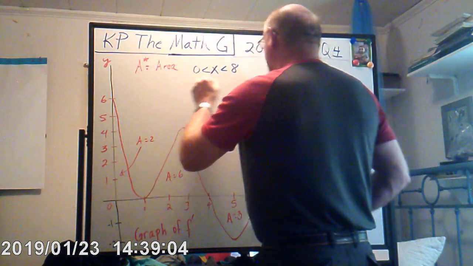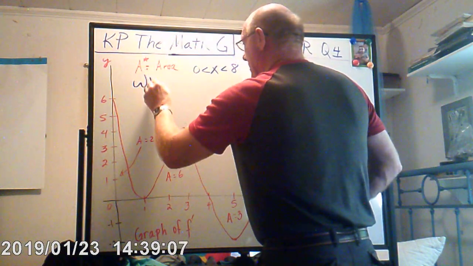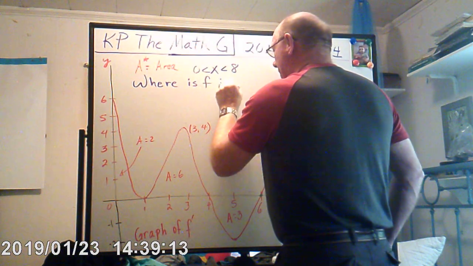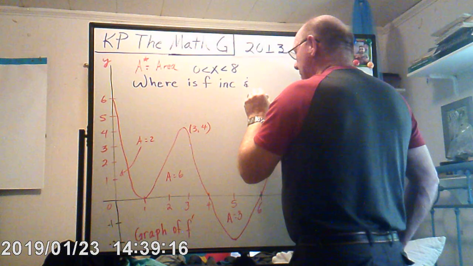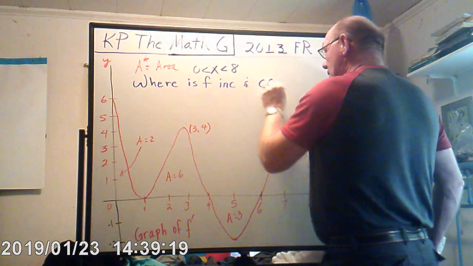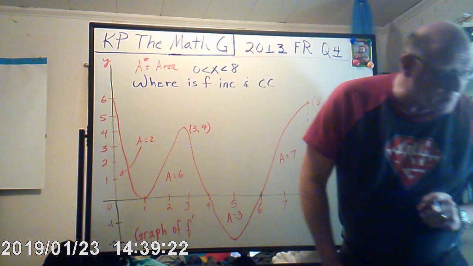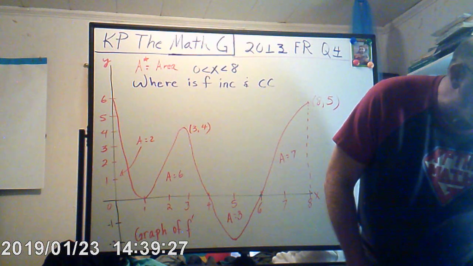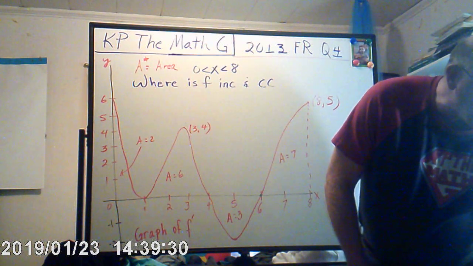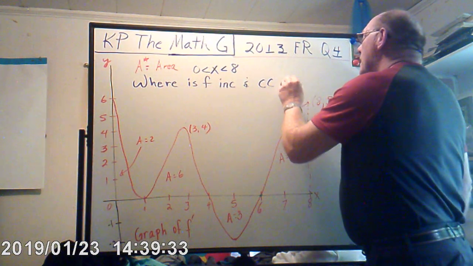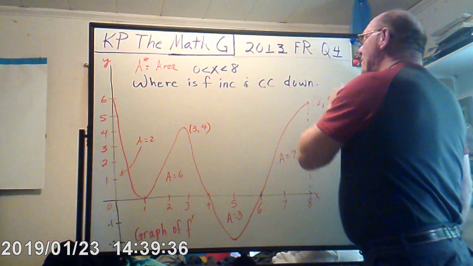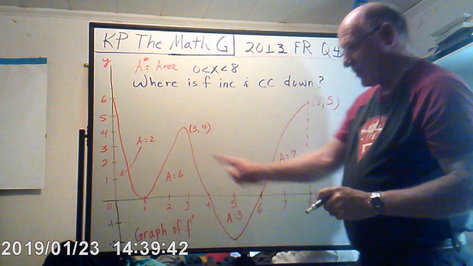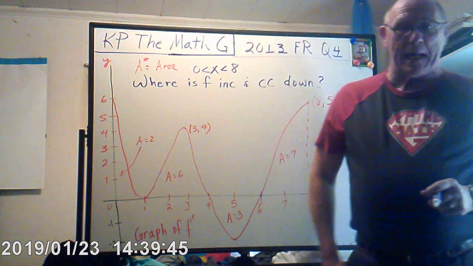Where is f increasing and concave, up or down? Concave down. Now, keep in mind, put a little question mark on the end of that. Keep in mind, this is the graph of f prime.